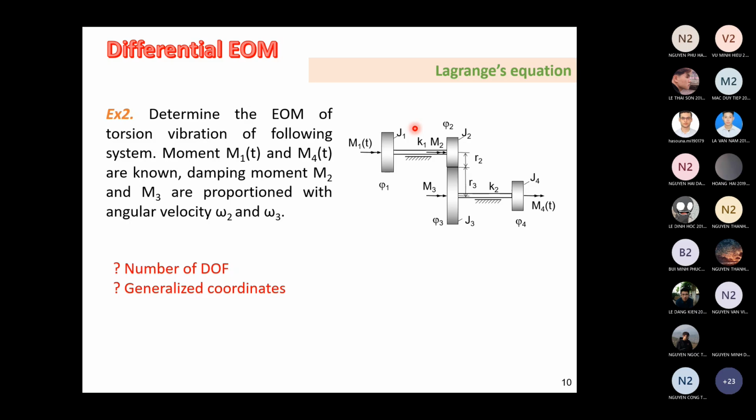Nào, hệ này có mấy bậc tự do đây? How many degrees of freedom? 1 rồi cô. 1 à? Em hiểu. So how many discs here? 4. 4 discs here. Okay, but how many degrees of freedom? But this 2 and this 3, it is connected to each other.